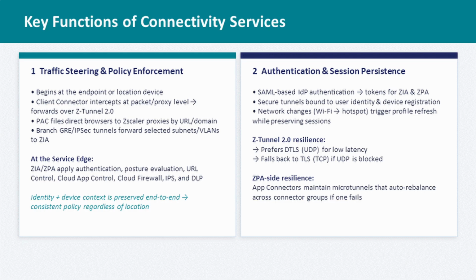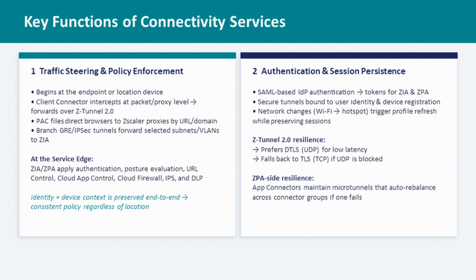Zscaler handles it gracefully. When Client Connector detects a network change, which it does by watching operating system events, it refreshes its forwarding profile and reestablishes the zTunnel 2.0 to the near service edge. This typically completes in just a few seconds. zTunnel 2.0 prefers DTLS, which is the UDP-based protocol, because it allows very fast session establishment. If the new network blocks UDP, which happens on hotel Wi-Fi and some corporate guest networks, the tunnel automatically falls back to TLS over TCP. The user doesn't do anything.